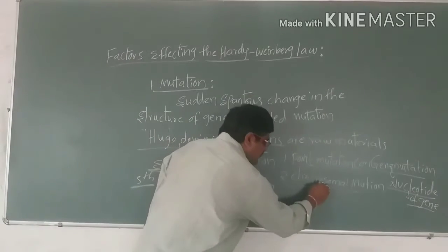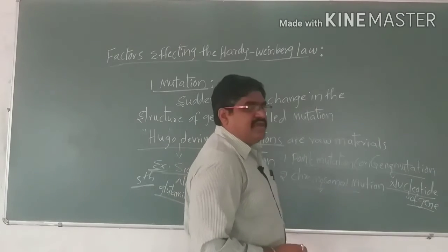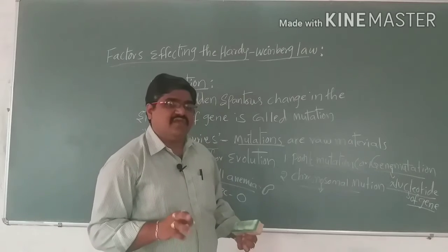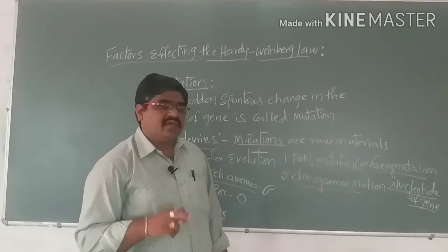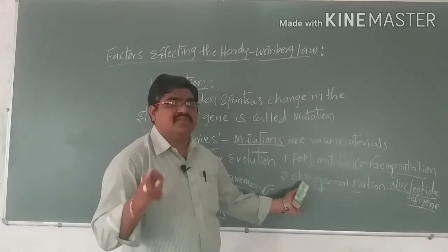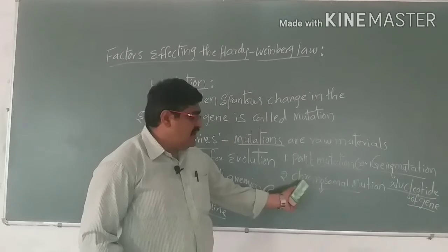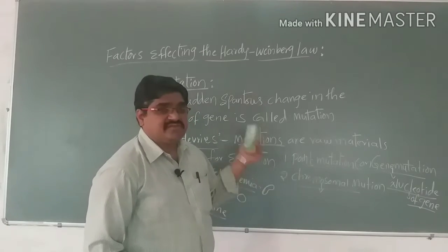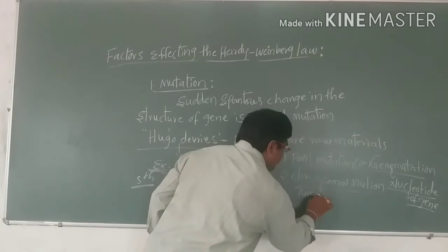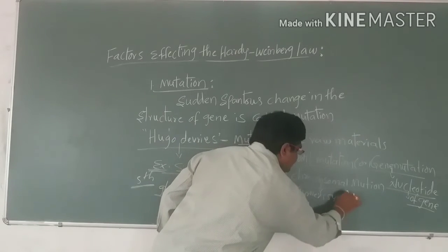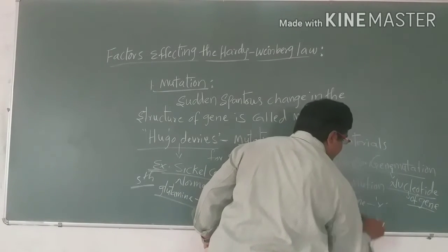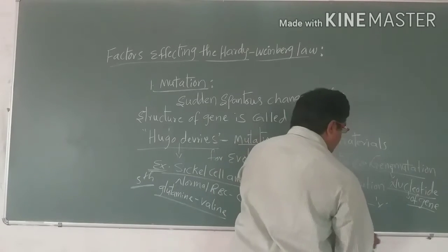Next, chromosomal mutations. If sudden spontaneous changes take place in the structure of the chromosome, then we call that chromosomal mutations. If mutations occur in the chromosome, we call them chromosomal mutations. An example is Turner's syndrome, where one X chromosome is deleted. That means the absence of an X chromosome.